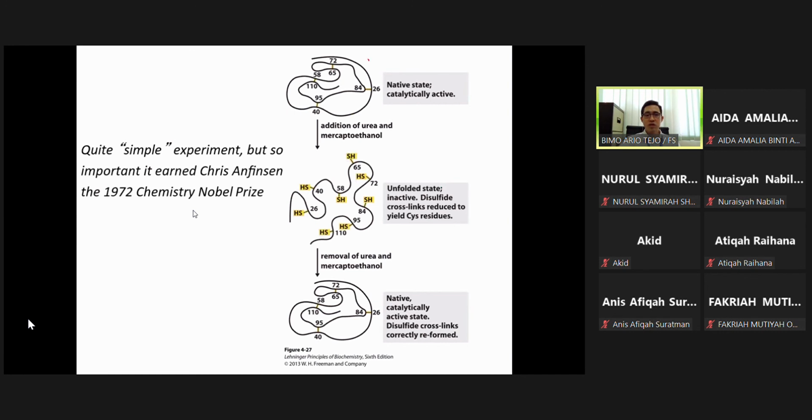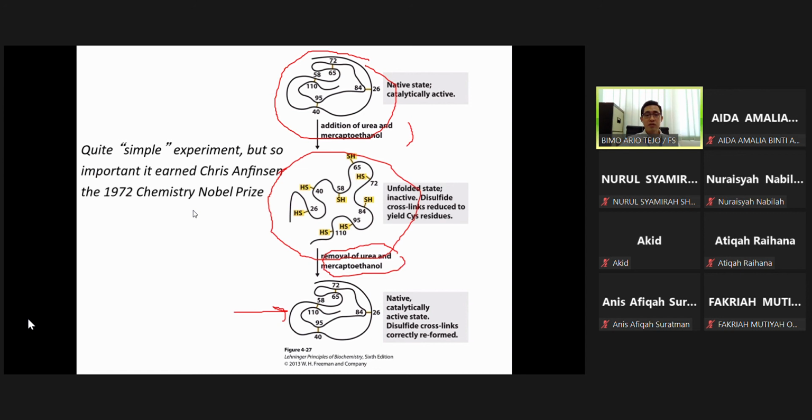So this is the initial structure. Then we add urea or mercaptoethanol. This is the unfolded structure, we call it a denatured structure. But if we remove the urea and or mercaptoethanol, it can go back to its original structure.